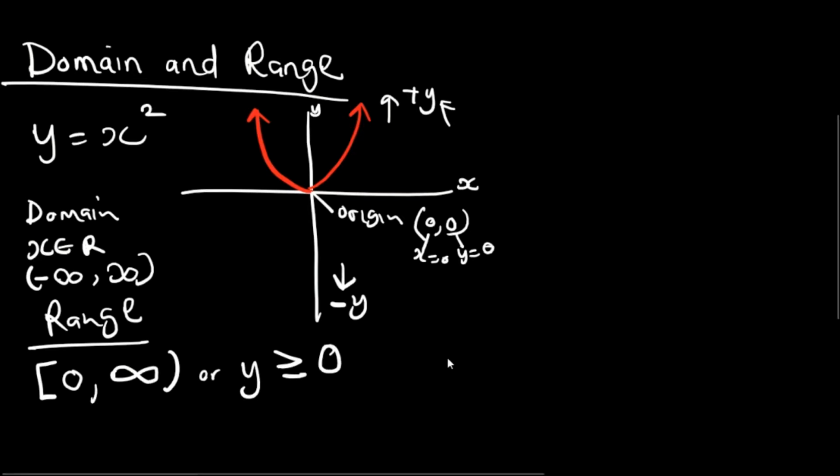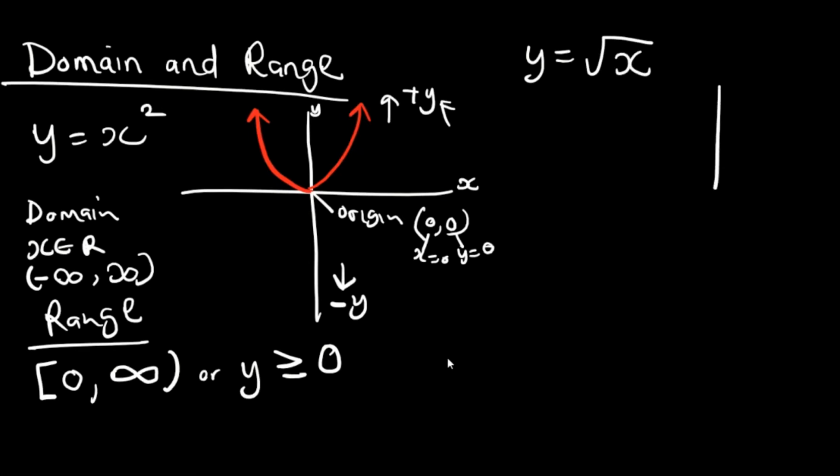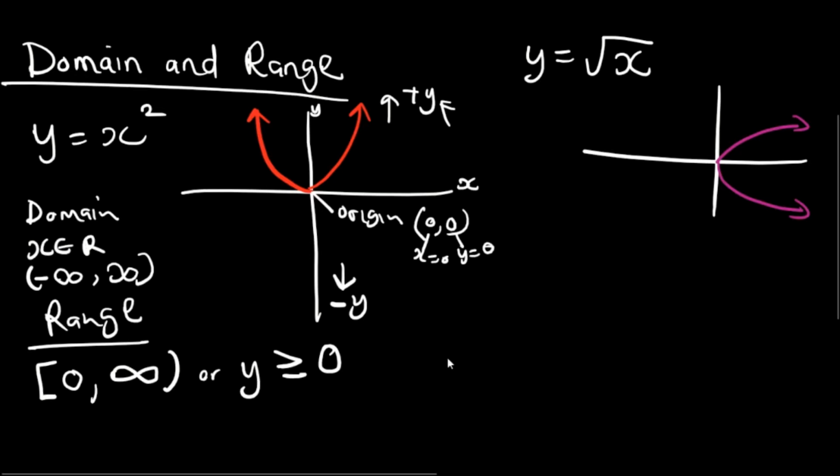Now, to find the domain and range of the inverse of this function, which is y is equals to the root of x, if we are to draw this function here, it will look something like this. So to find the domain and the range of this graph here, so the domain, if we check the x values, these are the negative x values, and these are the positive x values. These are the positive y values, negative y values.